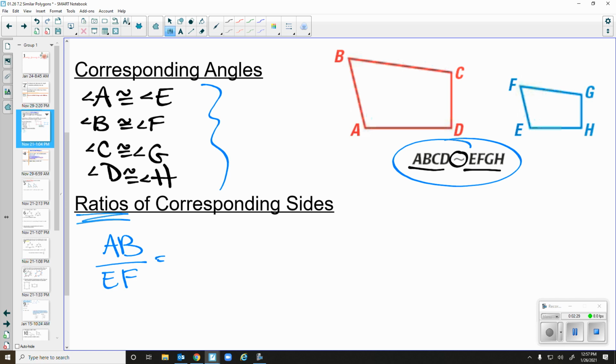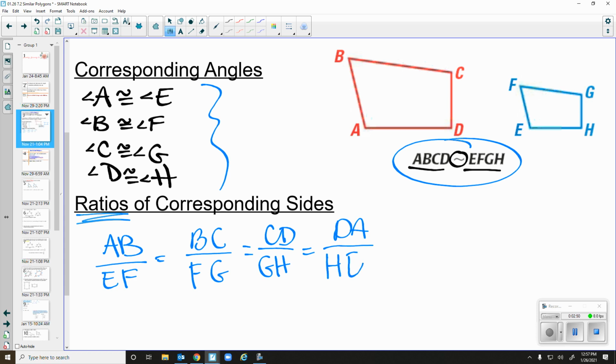And then equal to BC over FG, CD over GH, and then DA over HE. So if I ask you for the ratios of their corresponding sides, something like that is what I'm looking for. So directions, that's something to keep in mind.